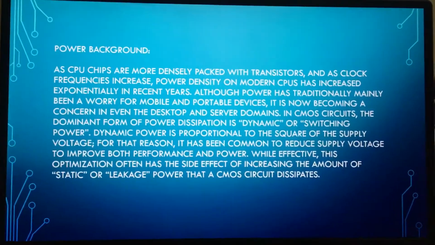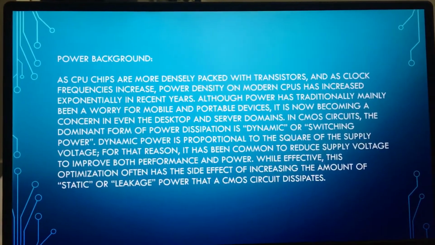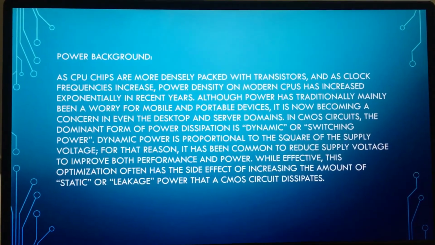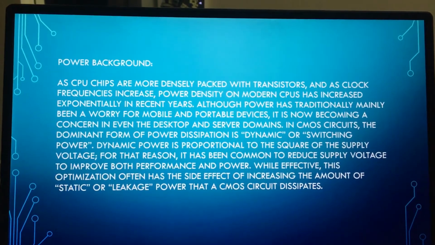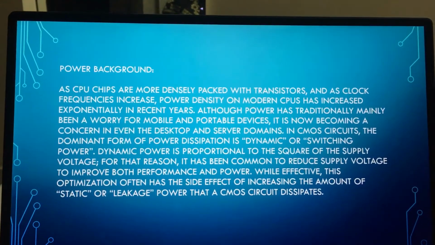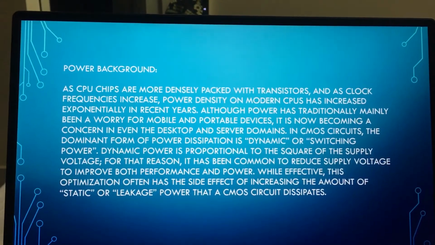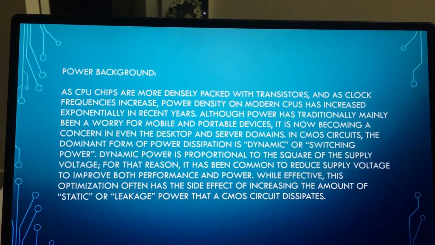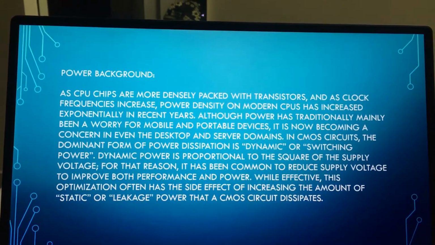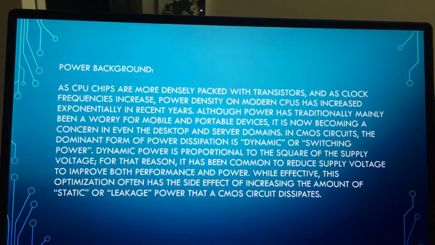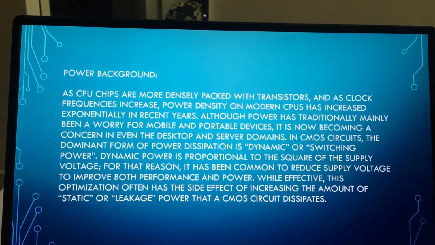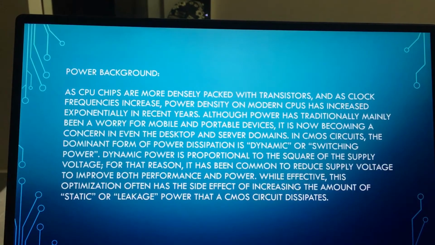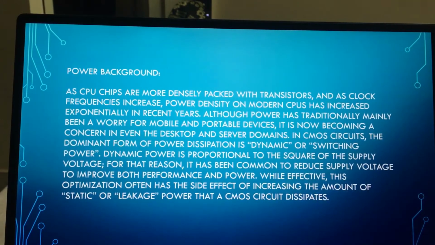Power background. As CPU chips are more densely packed with transistors and as clock frequencies increase, power density on modern CPUs has increased exponentially in recent years. Although power has traditionally mainly been a worry for mobile and portable devices, it is now becoming a concern in even the desktop and server domains.